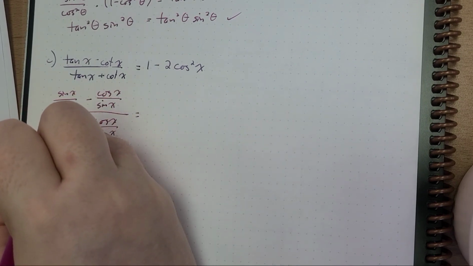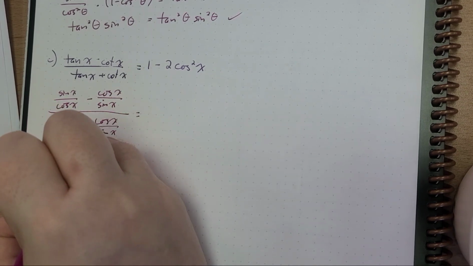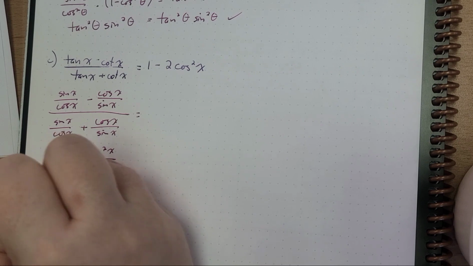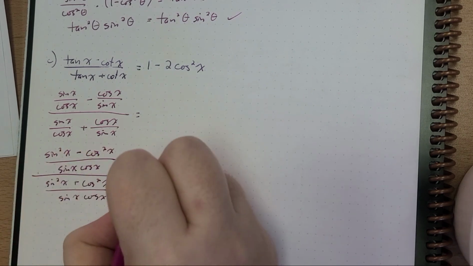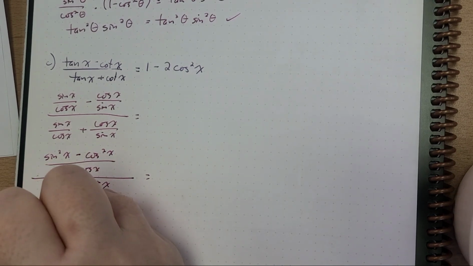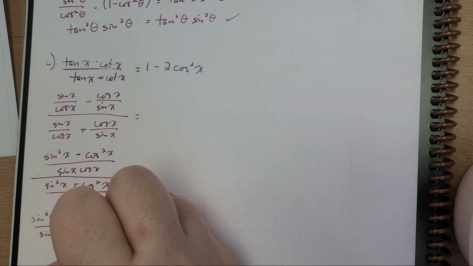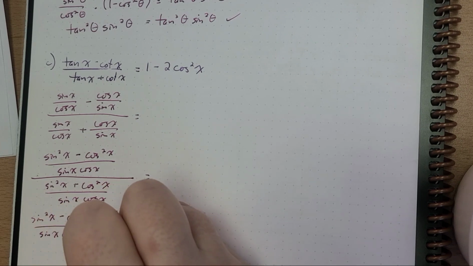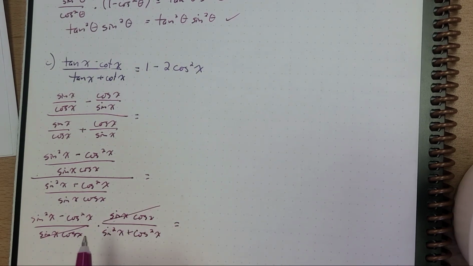So we're going to get a common denominator. So this is equal to sine squared of x minus cosine squared of x all over sine x cosine x. All of that is over sine squared of x plus cosine squared of x over sine x cosine x, and still equal to the right hand side. So this is the same as sine squared of x minus cosine squared of x over sine x cosine x times sine x cosine x over sine squared x plus cosine squared x. Our numerators and denominators, those cancel out, right?